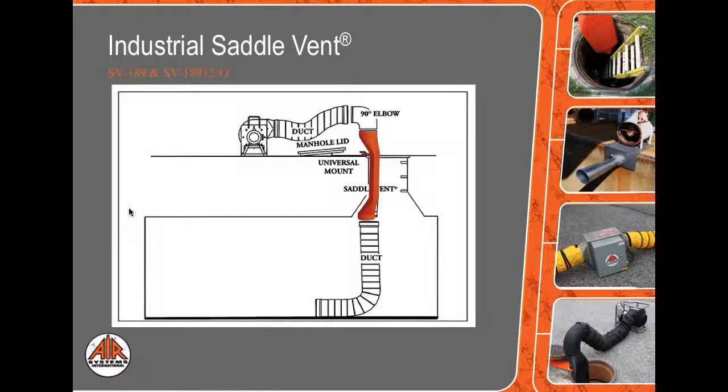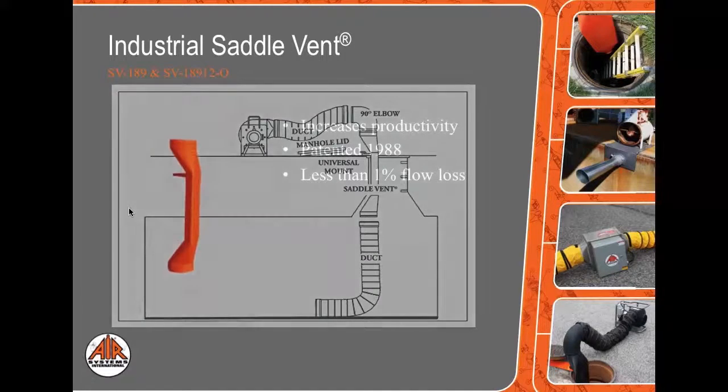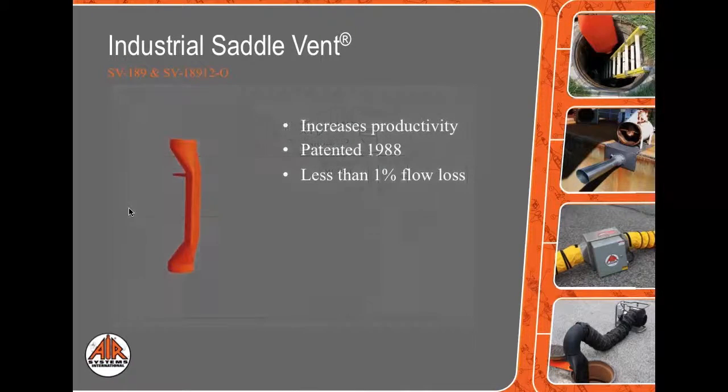Blowers, fans, and ducting are not the only things you should research when selecting your confined space ventilation equipment. Choosing the appropriate confined space ventilation accessories can save time and money while adding to worker safety. The best example of this is the saddle vent. The saddle vent is amazing in its simplicity. Use the saddle vent with any blower or fan to increase worker productivity.